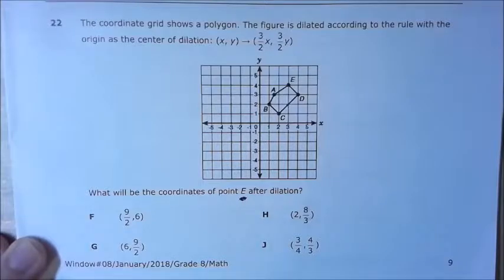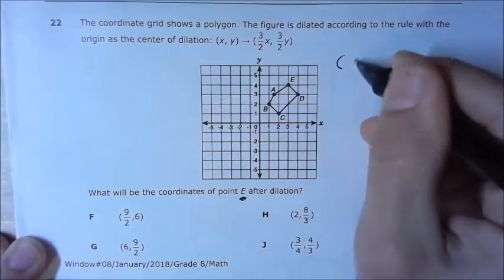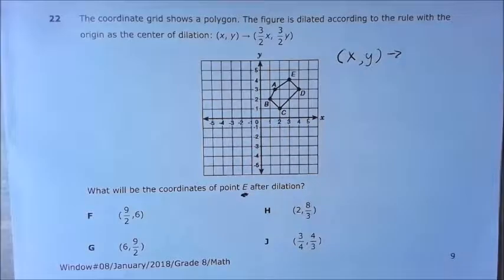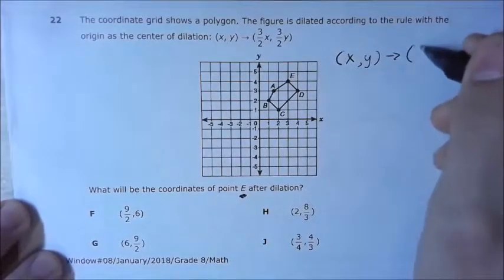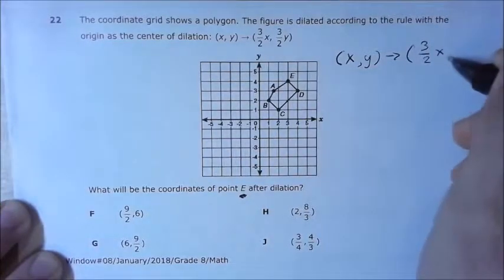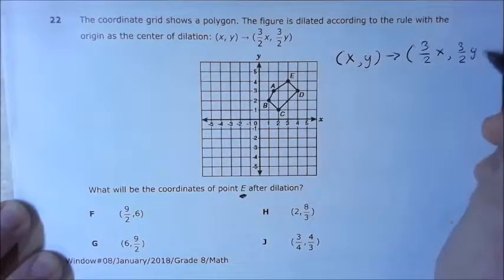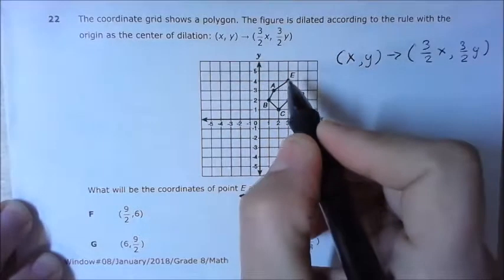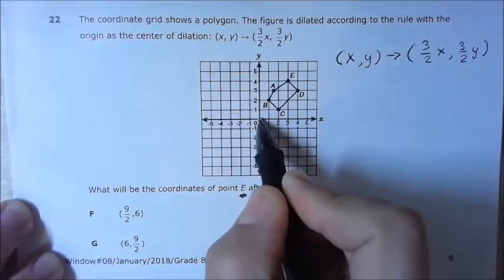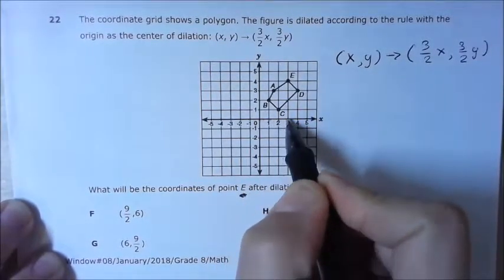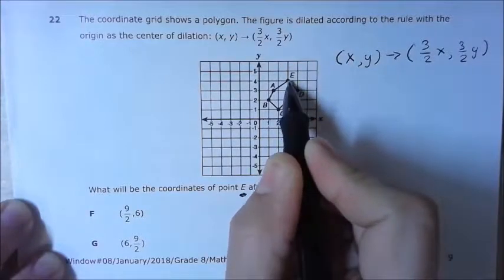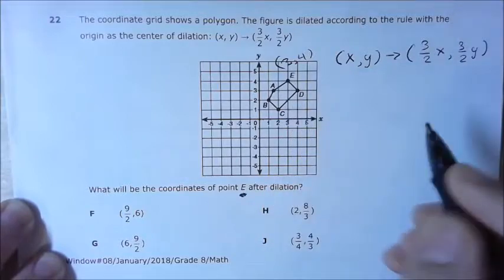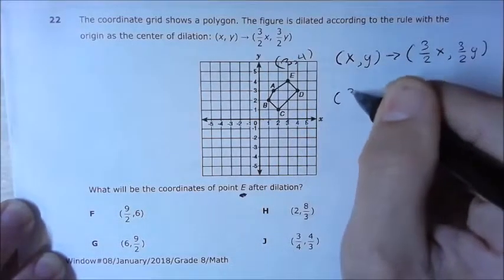So let me show you what we're going to do. Let's rewrite our rule. We have x and y, right? And then what we have is 3 over 2 times x and 3 over 2 times y. So what I'm going to do now is find my ordered pair for E. And so we just start at the origin, and we go 1, 2, 3, and 1, 2, 3, 4. So it's at 3, 4 on the coordinate plane. So what we're going to do is go ahead and plug that in for our x and y. It's 3, 4.